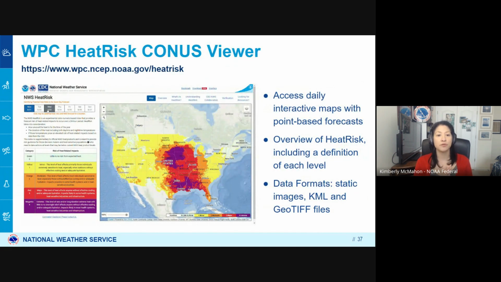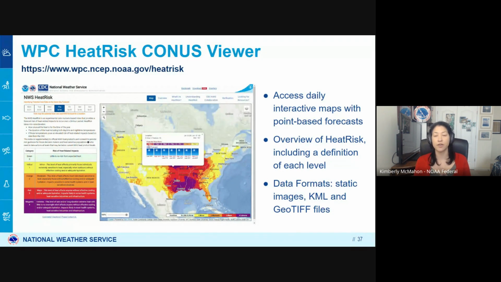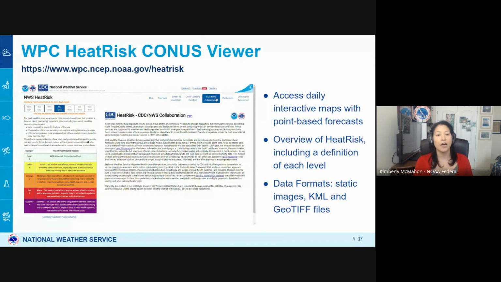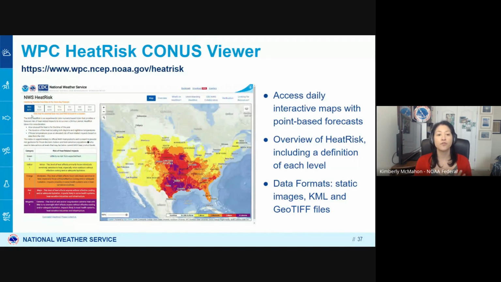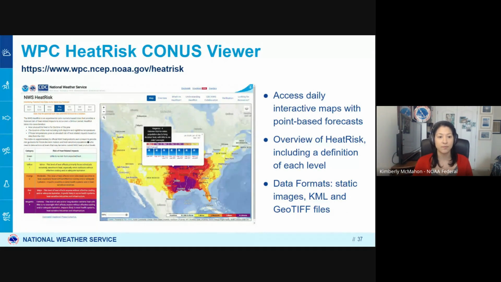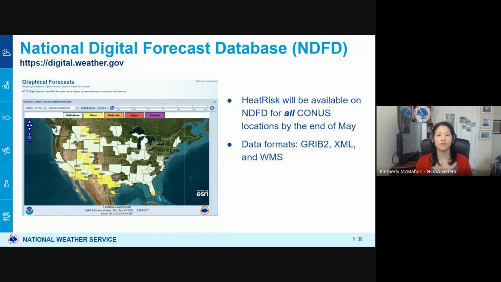So as part of the rollout, we released a new heat risk viewer, thanks to the Western Region developers and WPC. This CONUS viewer for heat risk is an interactive web page that provides you and your partners a way to look at the live heat risk data. As the animation shows, you can move through the 7-day period, click on a location to get the forecast temperatures and the heat risk categories. And you'll also find KML and GeoTIFF layers available for download, as well as further information to better understand heat risk, including appropriate actions to recommend for each of the categories of heat risk. And additionally, by the end of May, heat risk grids will be available for all of the CONUS on NDFD.